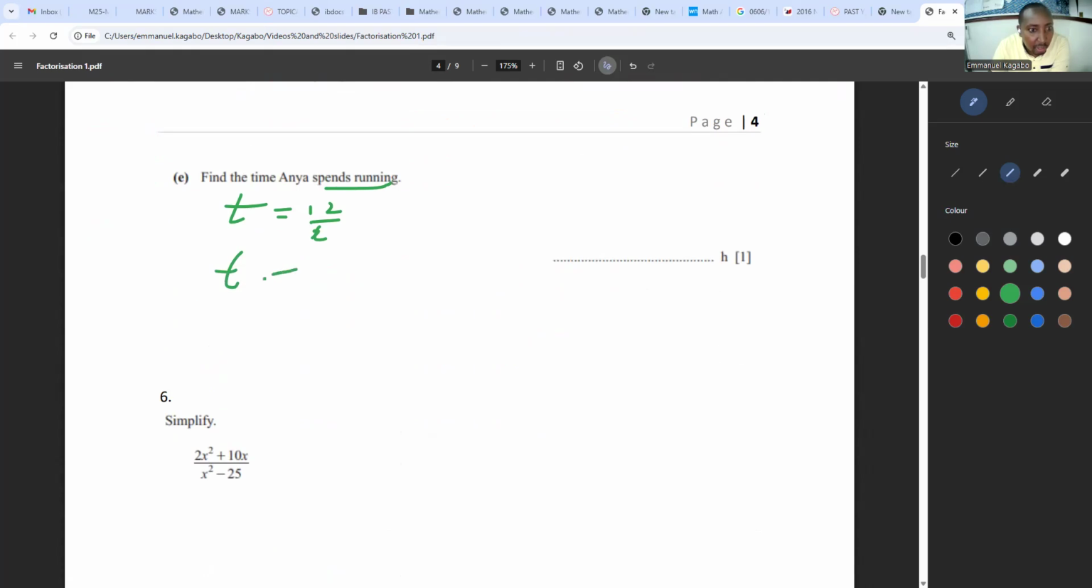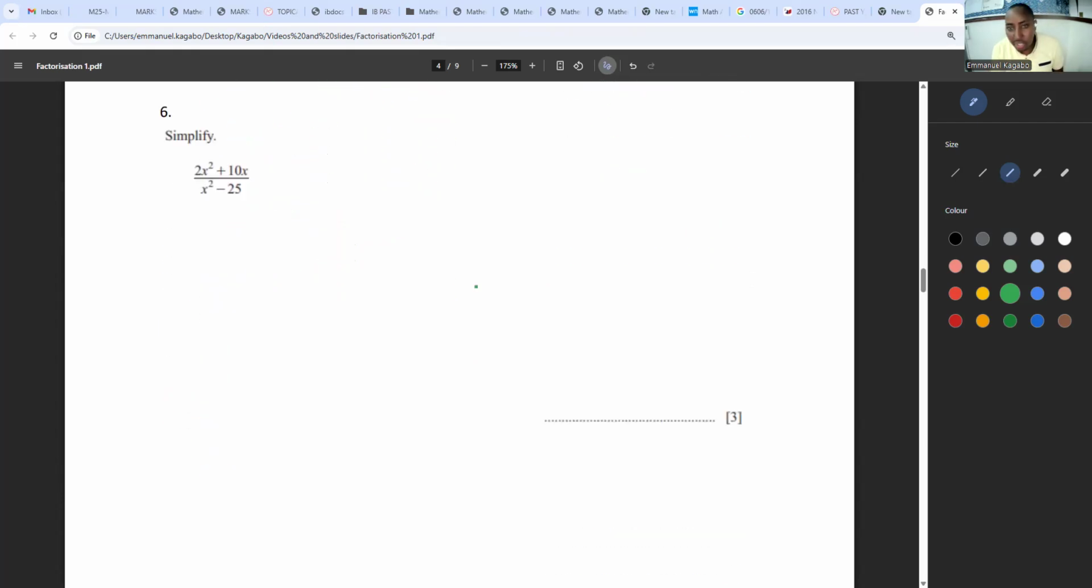So time will be equal to 12 divided by 8, which you can simplify. When I simplify by 4, I'll get 3, and by 4, I'll get 2. So it will be 1.5 hours. Okay, very good. Wow, I've done a similar question. Try this one by yourself. Good, you can pause and try the question.